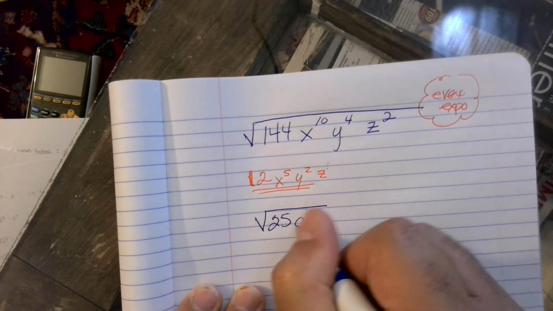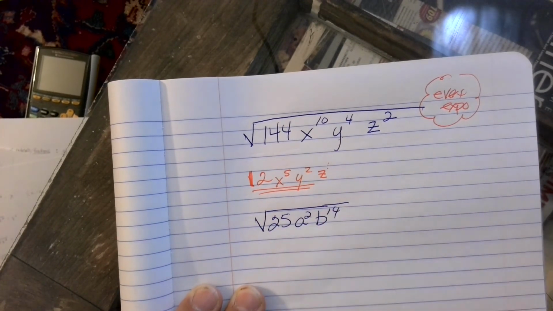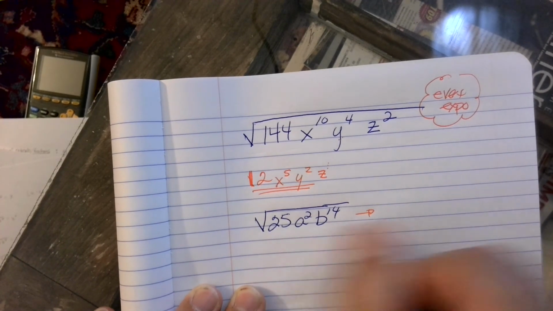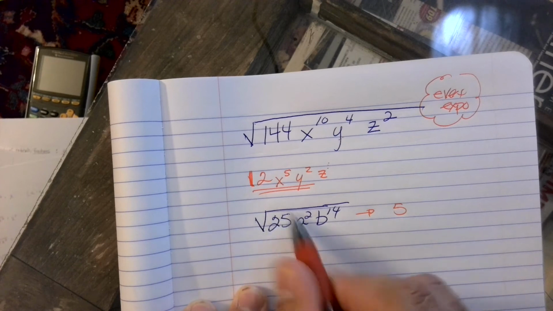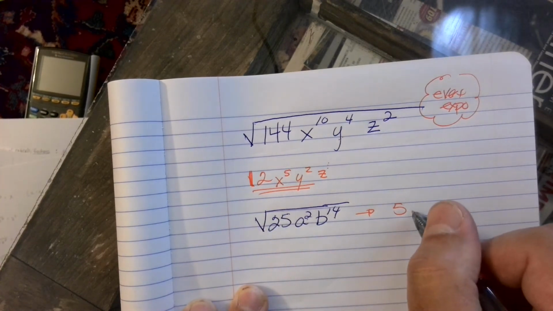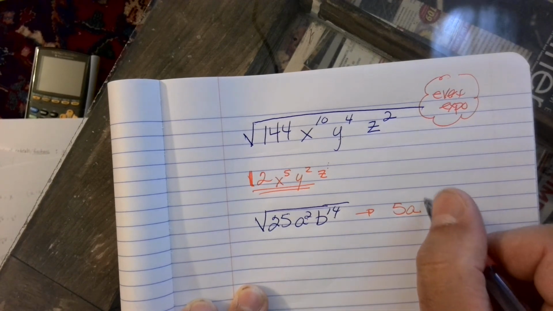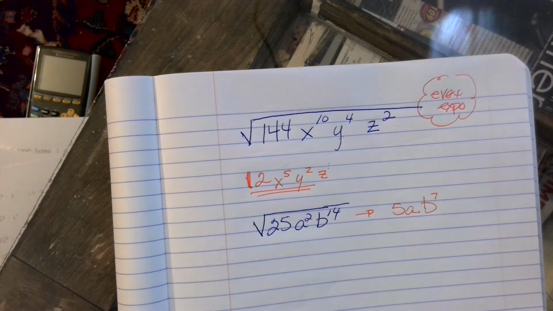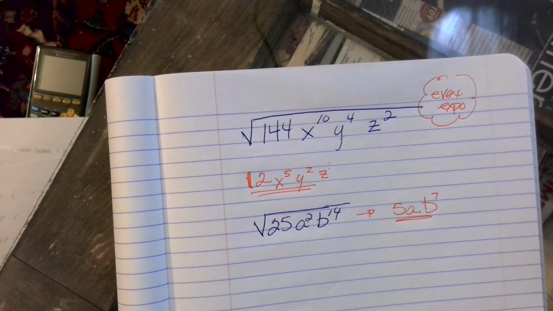So if I had 25a squared b to the 14th, this is easy enough. The square root of 25 is 5. You want to recognize that this is a perfect square and have all even exponents, so they're perfect squares also. A times a gives me a squared, and b to the 7th times b to the 7th will give me b to the 14th. So those are relatively easy.